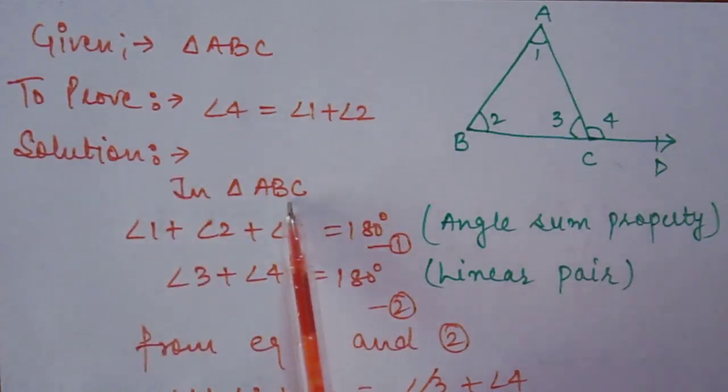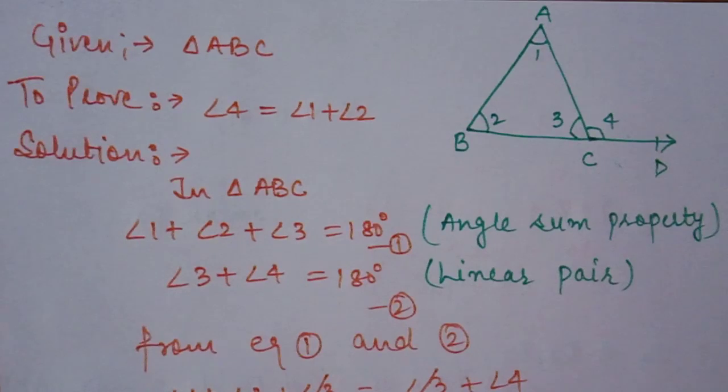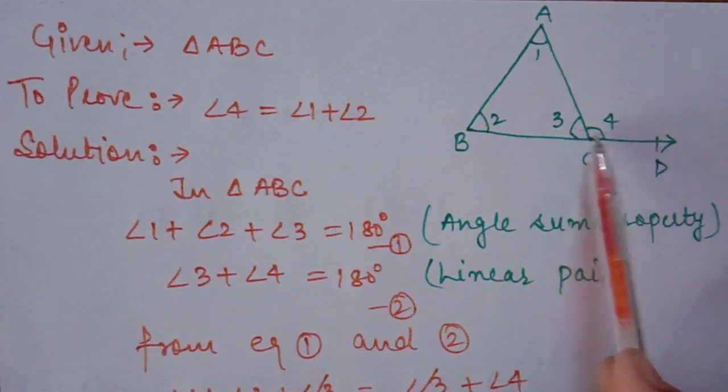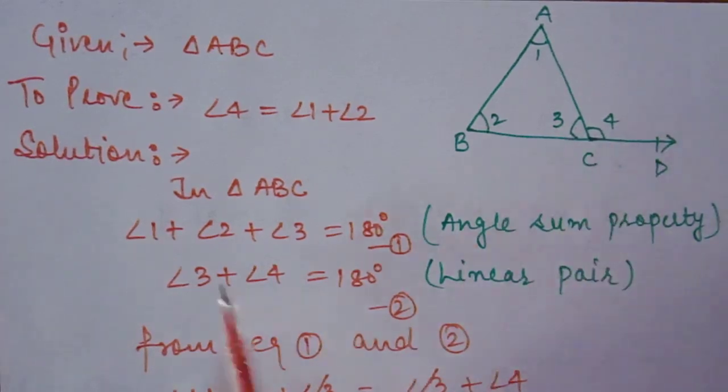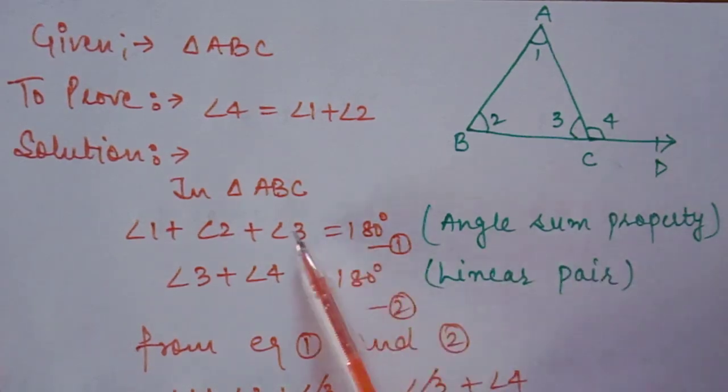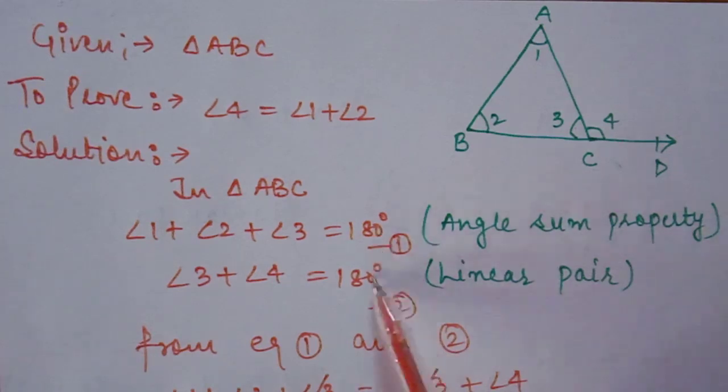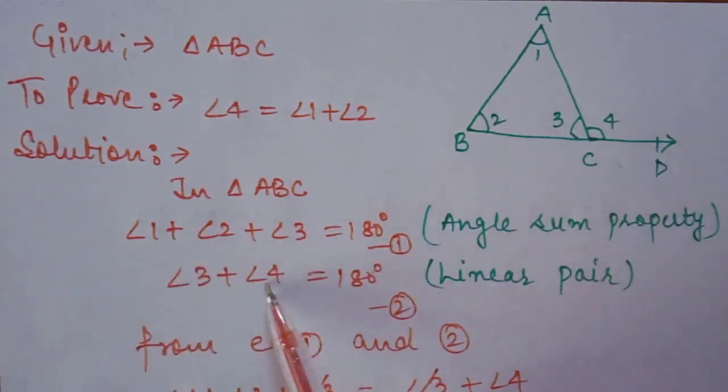So, in triangle ABC, angle 1 plus angle 2 plus angle 3 is equal to 180 degrees. Why? Angle sum property, our previous theorem, the angle sum property of a triangle. But we know very well that angle 3 plus angle 4 lie on a straight line. So, angle 3 plus angle 4 is equal to 180 degrees because of linear pair.